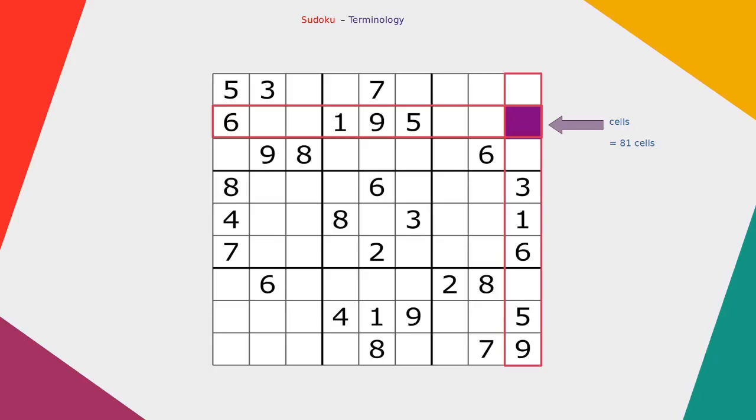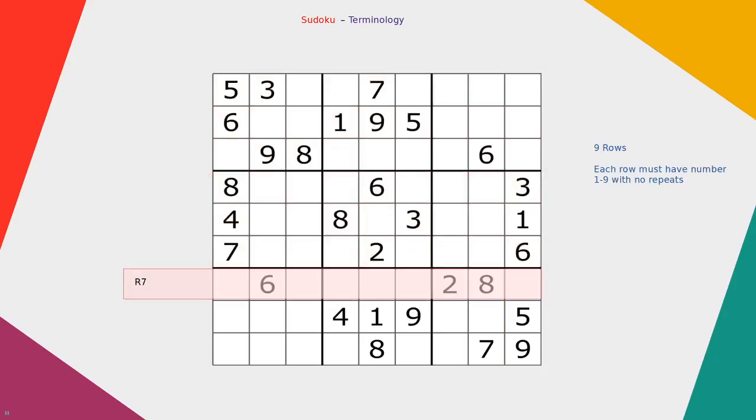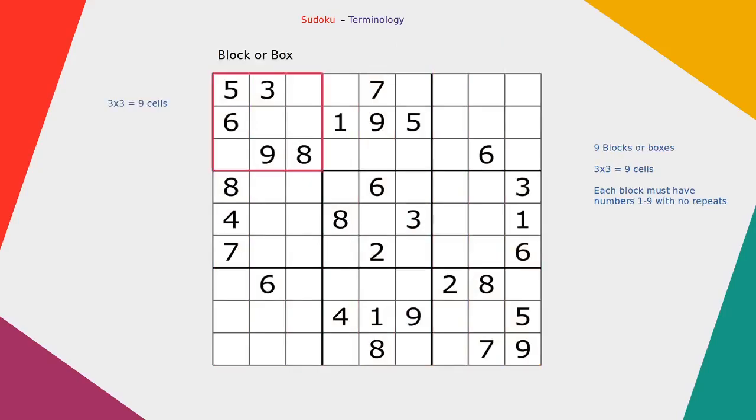There are 9 rows and each row must have numbers from 1 to 9 with no repeats. In the same way, we have 9 columns and each column must have numbers from 1 to 9 with no repeats. This 9 by 9 grid is broken down into smaller groups of 3 by 3 cells called a block or box. Each block must have values from 1 to 9 with no repeats. You can see that this grid is made up of nine 3 by 3 blocks. So let's jump into solving and learning the technique next.